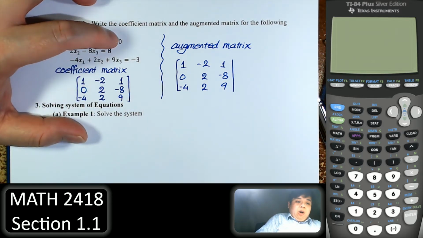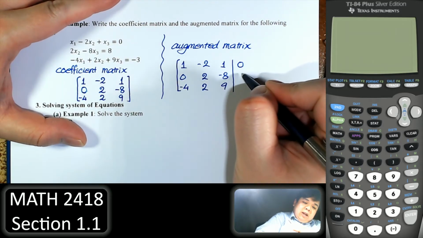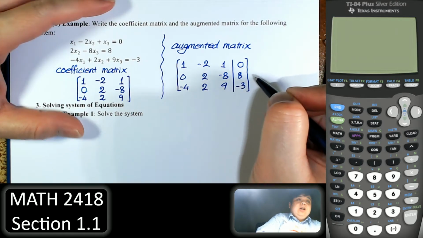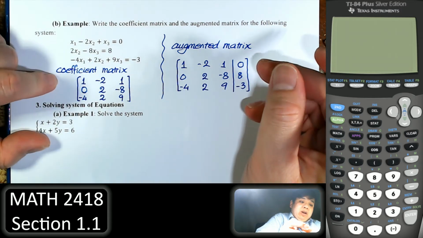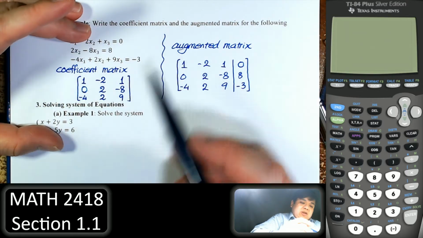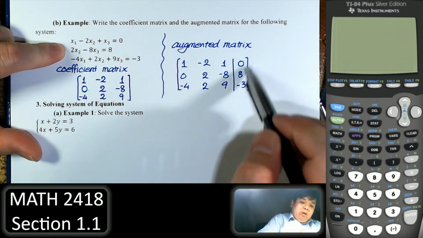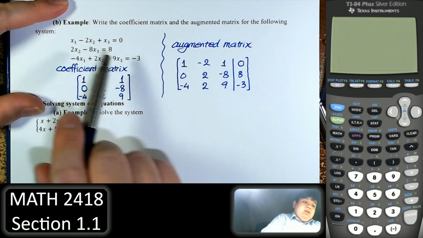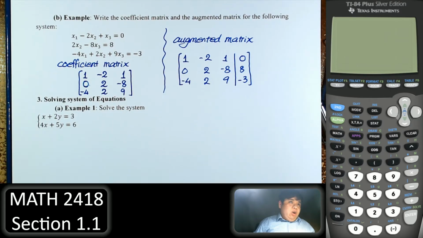Plus the coefficient, the constant on the right hand side, 0, 8, and negative 3. Right. So a system of linear equations can be written as a coefficient matrix and augmented matrix. Of course, a system of equations can be written as a matrix, so we can have the constant. So we can go from the system of equations to the matrix, and from the matrix back to a system of equations. Right. Now, how do we solve a system of equations?